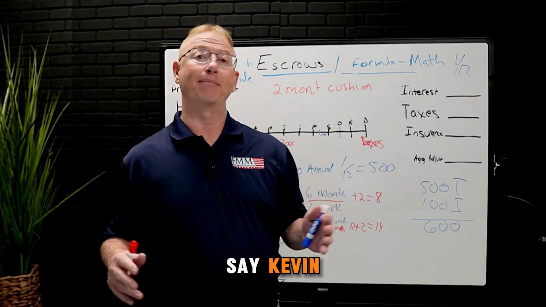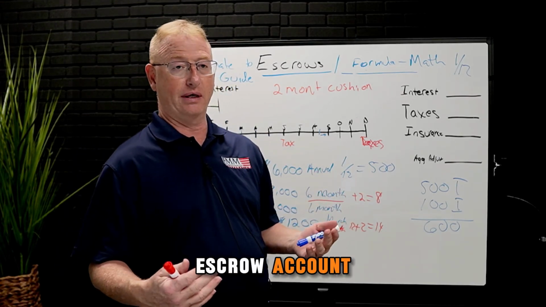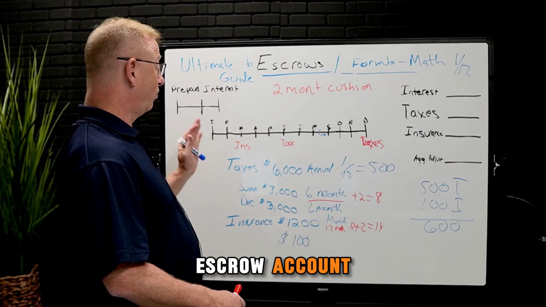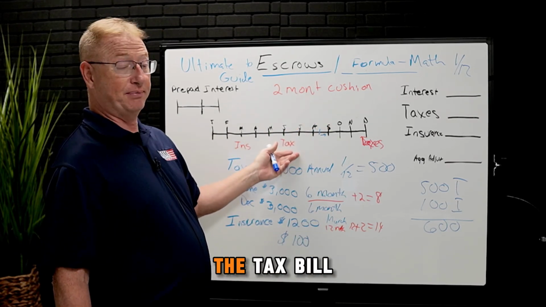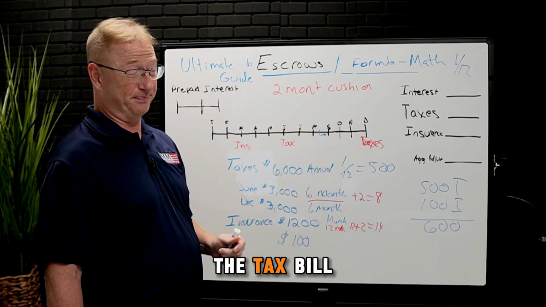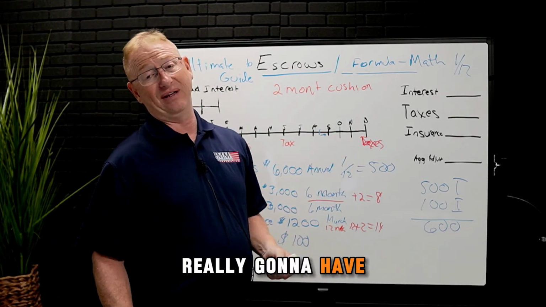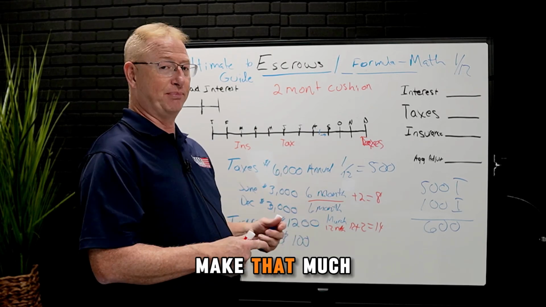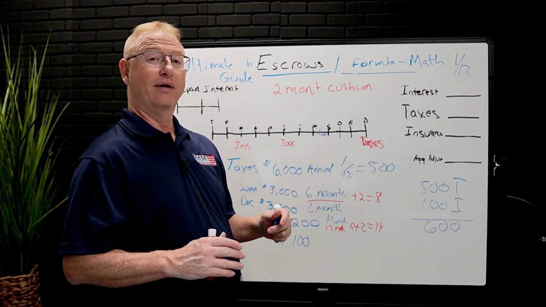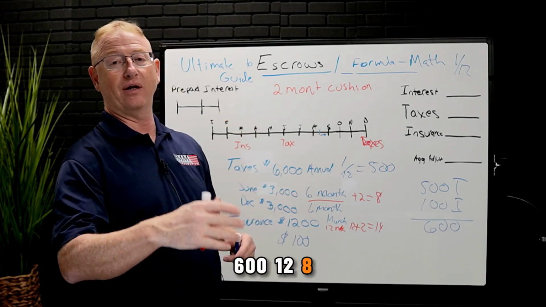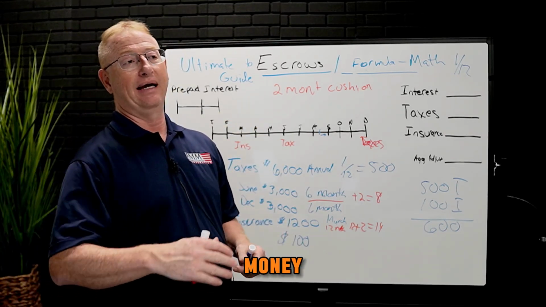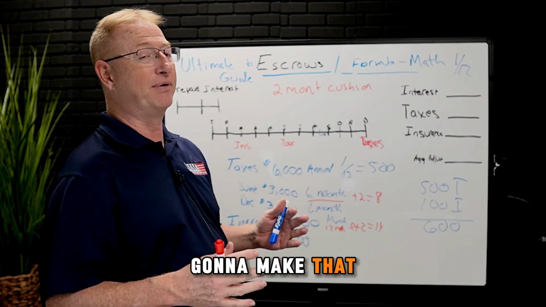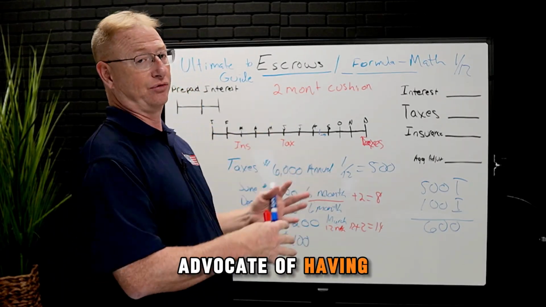Some people will say, Kevin, I can make money on my escrow account, so why should I have one? If you run it like an escrow account and put 1/12 in there every month, and then pay the tax bill, the maximum you're ever really going to have in there is like $3,600. As it grows, 600, 1,200, you're not going to make that much money historically, and then it drops to almost zero with a 2-month cushion. So I'm an advocate of having an escrow account.